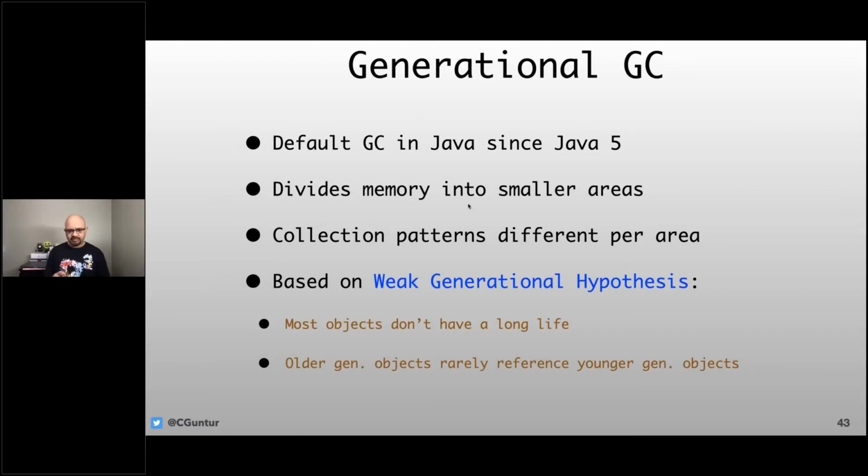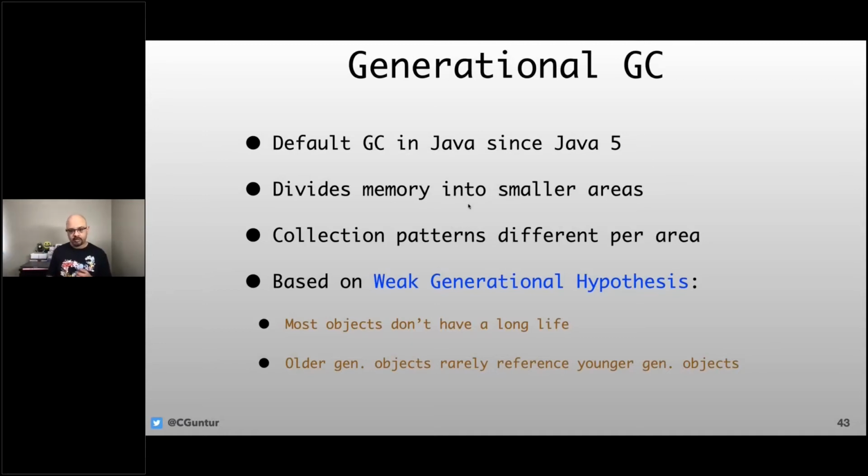Starting with Java 5, the garbage collector started segregating itself into generational patterns. What is a generational pattern? It divides the memory into smaller areas, 2 different areas, and collection patterns are different per area. So there is one area that may have one collection pattern, mark sweep or copying, and another area that may have another collection pattern. Now, this is based upon what is called the weak generational hypothesis, and this is not something I made up. This is a standard hypothesis.